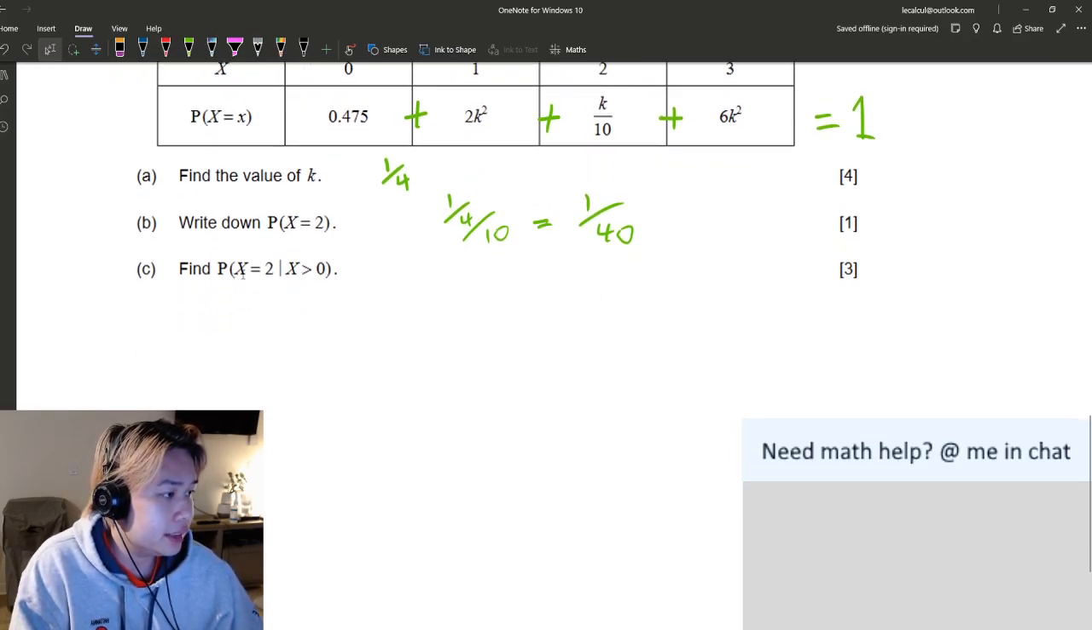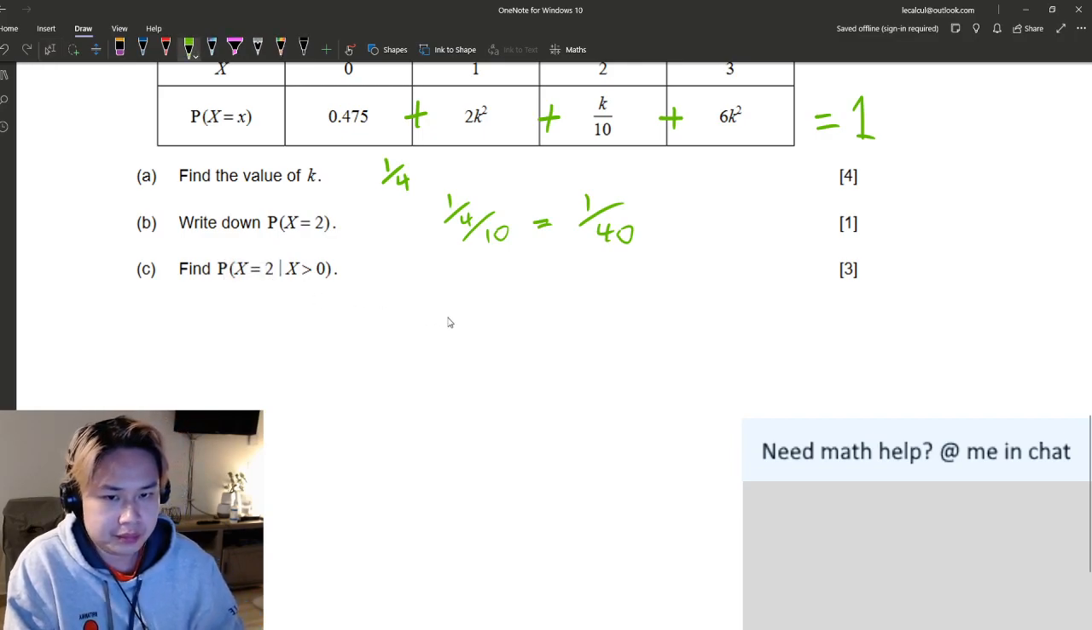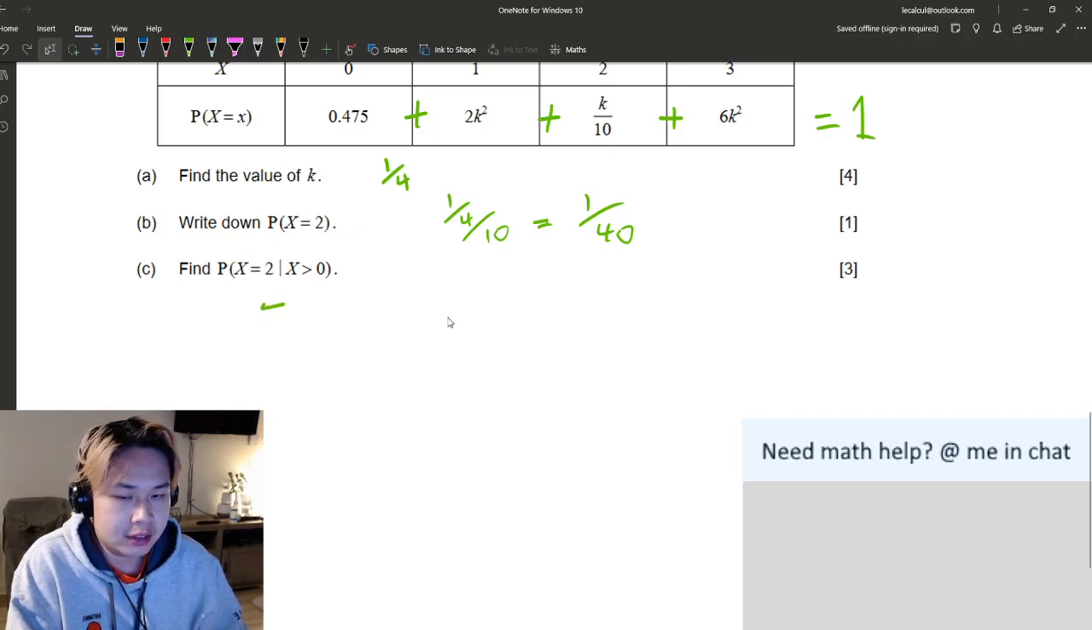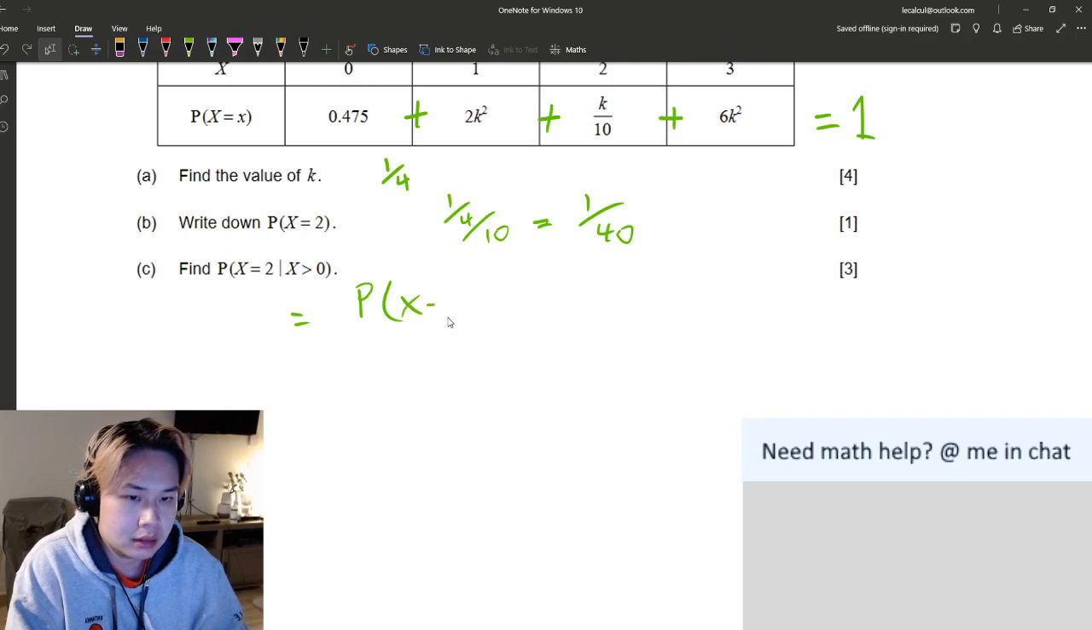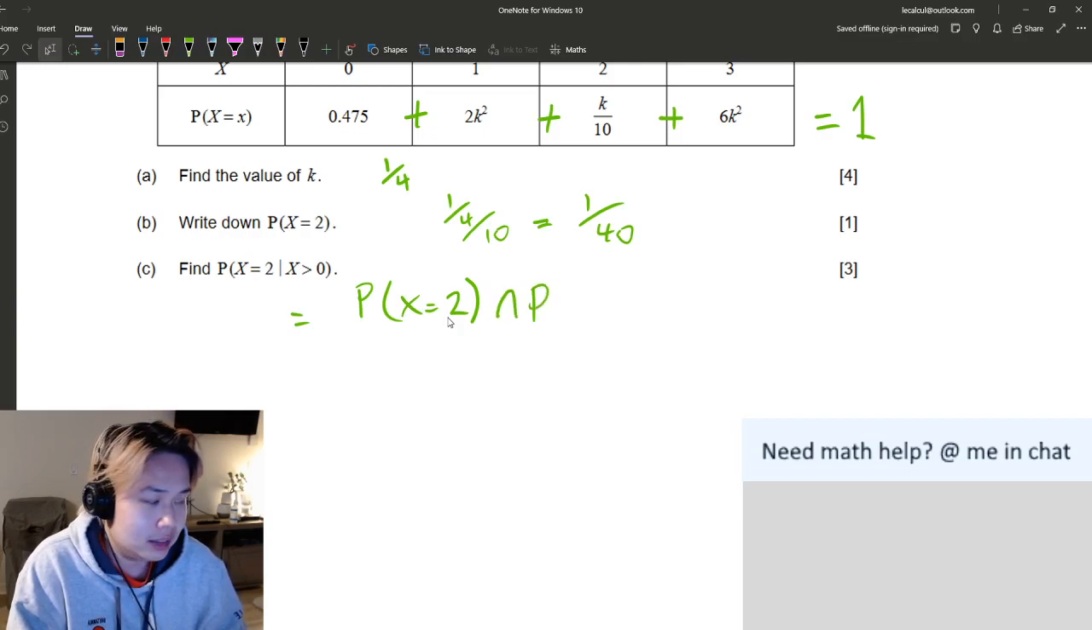And then, what's next? Find this conditional probability. You know that it's larger than 0, so find out the probability that it's 2. So from our conditional probability formula, I forget the notation off the top of my head. I think it's something like this. I don't know, it doesn't matter.